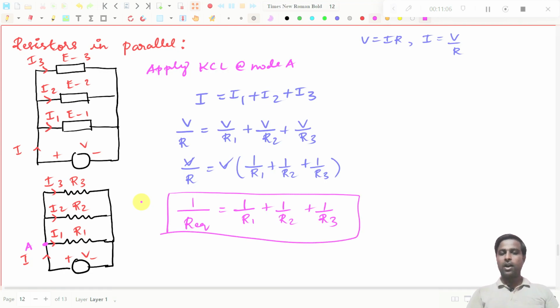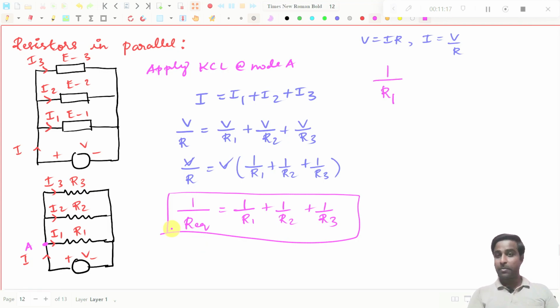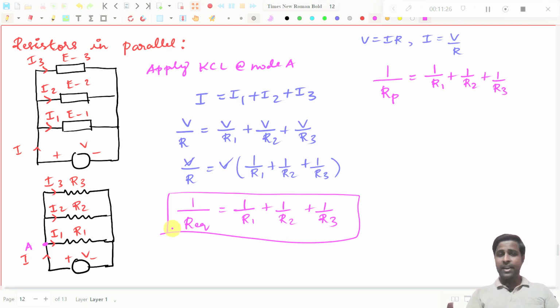Now I have told you already, I will not write R equivalent, right? I don't use R equivalent. I always use Rp for resistors connected in parallel. That should be equal to what? 1 by R1 plus 1 by R2 plus 1 by R3. And if I have connected numerous resistors in parallel, then I can write this plus up to 1 by Rn. That's all.